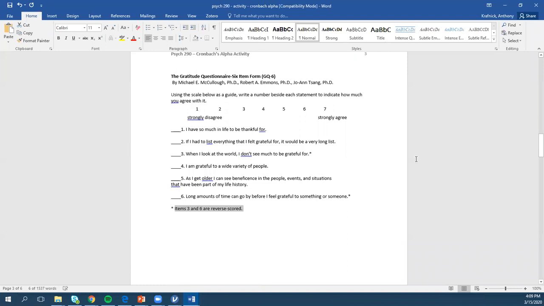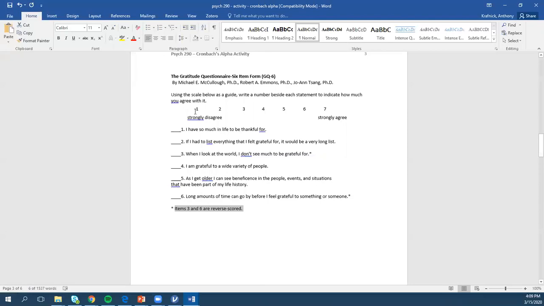Now, in order to reverse code, we need to subtract their score for that question from 1 more than the length of the Likert scale. So in this case, we have 1 to 7. So we're going to do 8 minus GRAT 3. Now, a common mistake here is that people will subtract from the number of questions, but it's the length of the Likert scale. So it's always 8, in this case, minus the question.